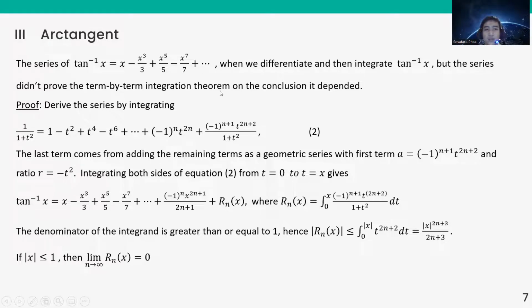But they said that this does not prove it, since the term-by-term integration theorem does not guarantee the conclusion; it depended. So here is the proof. Derive the series by integrating. We integrate arctan of t, and then we get this equation.